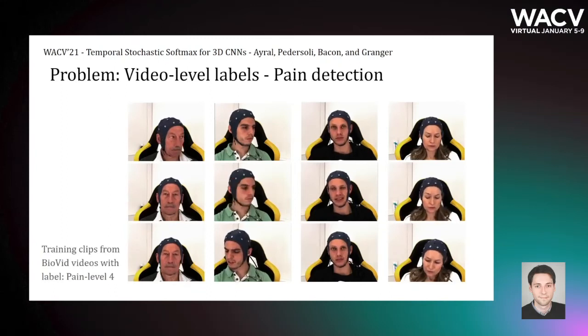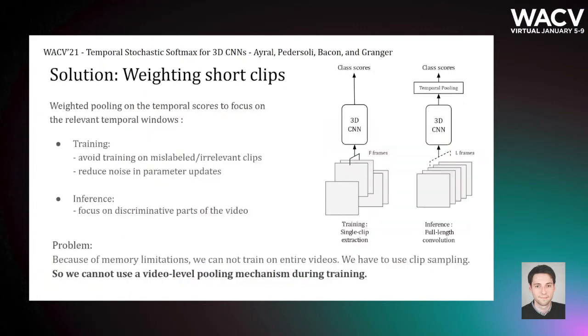More generally, the issue is that all clips are not equally relevant to training and to the classification process during testing. To address this issue, a weighted temporal pooling mechanism has the advantage of focusing on the most important parts of the video, while inhibiting less relevant frames. However, weighted pooling cannot be implemented during training because 3D CNNs only process a single clip at a time.